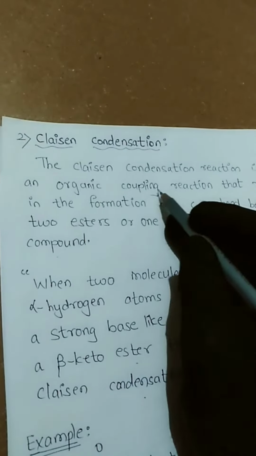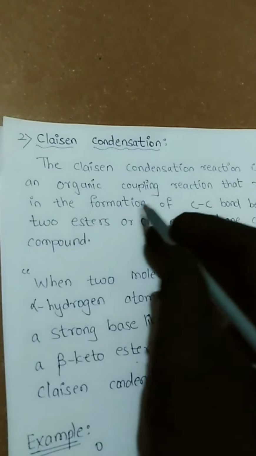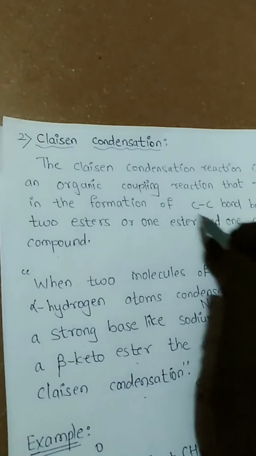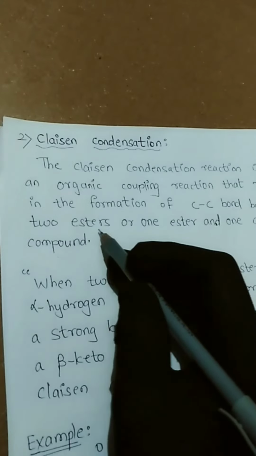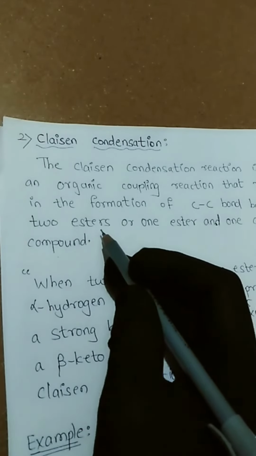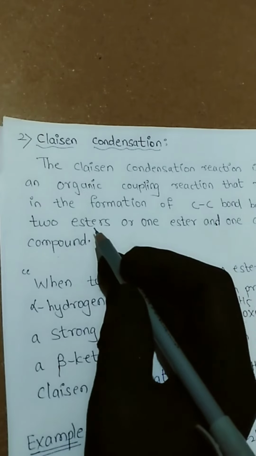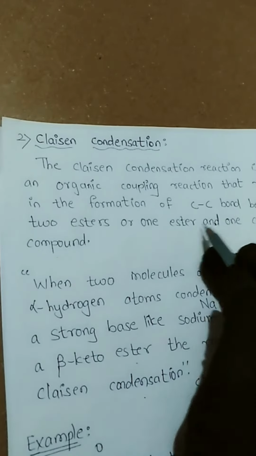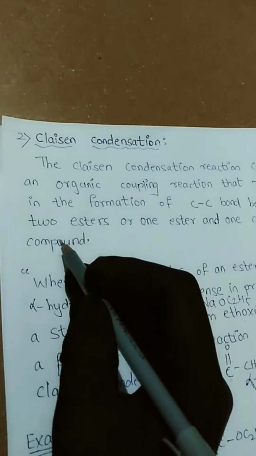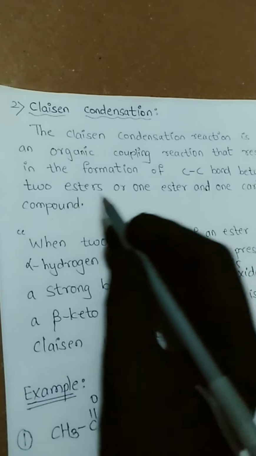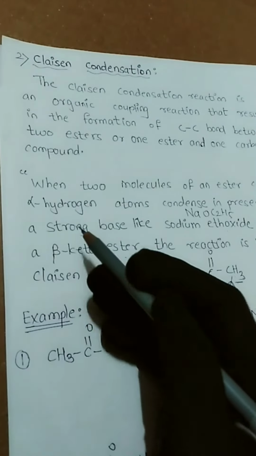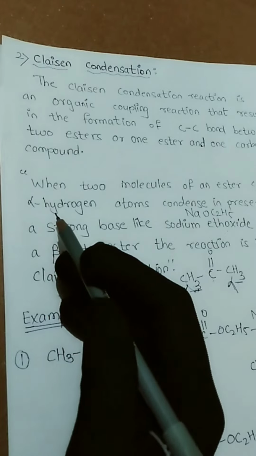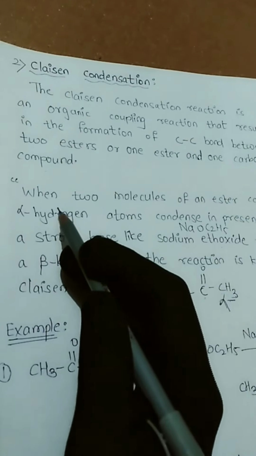So let's move on. That results in the formation of a carbon-carbon bond. Here you can see that there is a formation of a coupling between two esters. It is mentioning that you have to take esters only, or one ester and one carbonyl compound. Okay, two esters or one ester and one carbonyl compound. Here is another definition of Claisen condensation. You will understand it better.